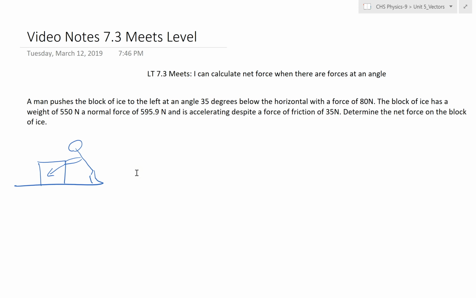Alright, hello everybody and welcome to your video notes on 7.3 at the meets level. Meets level is just: I can calculate a net force when the forces are at an angle.